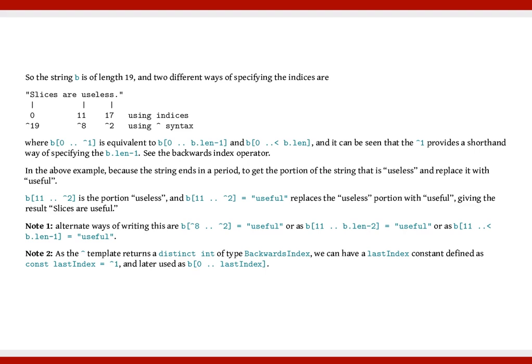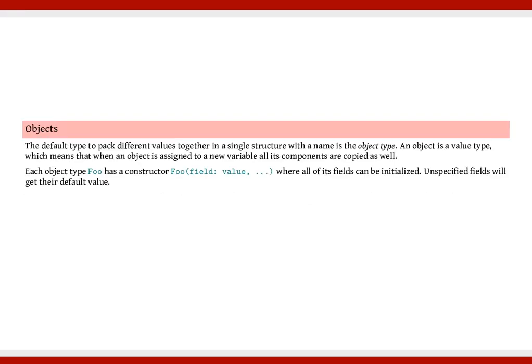Objects. The default type to pack different values together in a single structure with a name is the object type. An object is a value type, which means that when an object is assigned to a new variable, all its components are copied as well. Each object type Foo has a constructor Foo(field: value), where all of its fields can be initialized. Unspecified fields will get their default value.